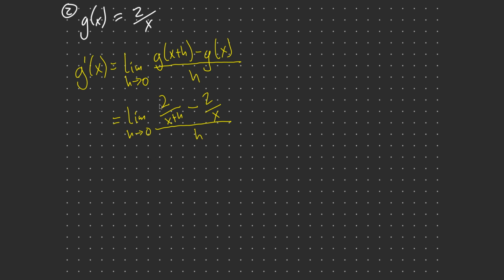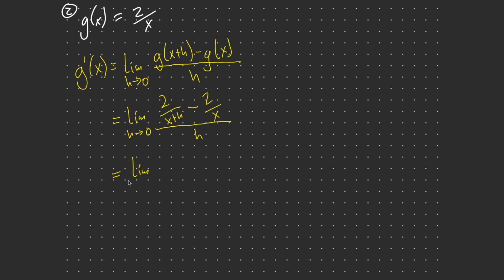When we see this, we see a difference of fractions. Here in the numerator of the big fraction, we see a difference of these smaller fractions. So we need to combine these fractions together, which means we need a common denominator. Right now we have an x plus h on the left and an x in the denominator on the right. So we need a common denominator, and we're just going to do that.